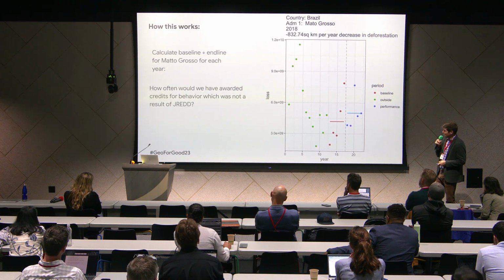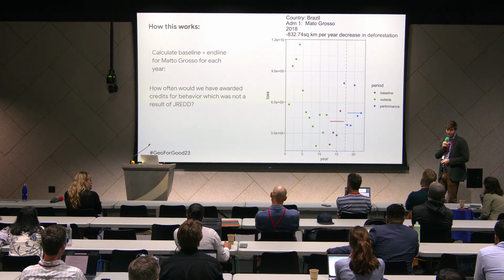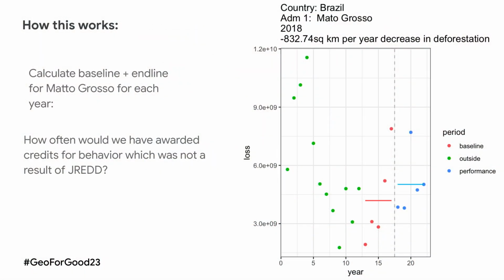And so we want to find out how much would we have awarded credits for behavior which was not a result of jurisdictional REDD. So I think in general, it's good to pay jurisdictions to reduce their deforestation. But if those generate credits which allow additional emissions, we have to be really careful about how we calculate baselines. Okay, so can we predict when it might happen that jurisdictions could strategically sign up for jurisdictional REDD and get paid to continue the behavior they already had?